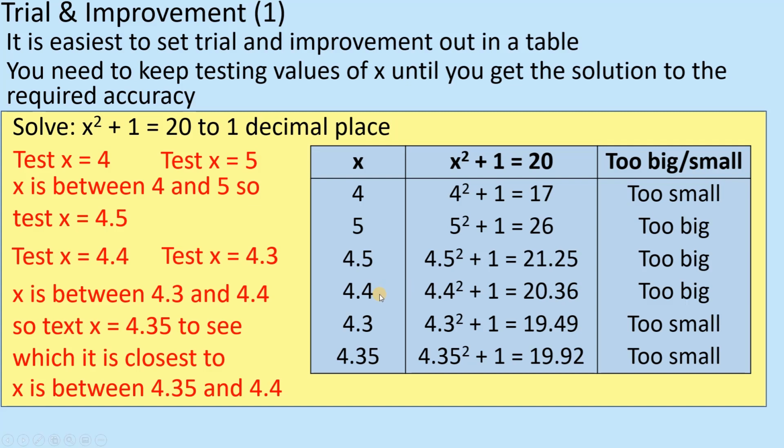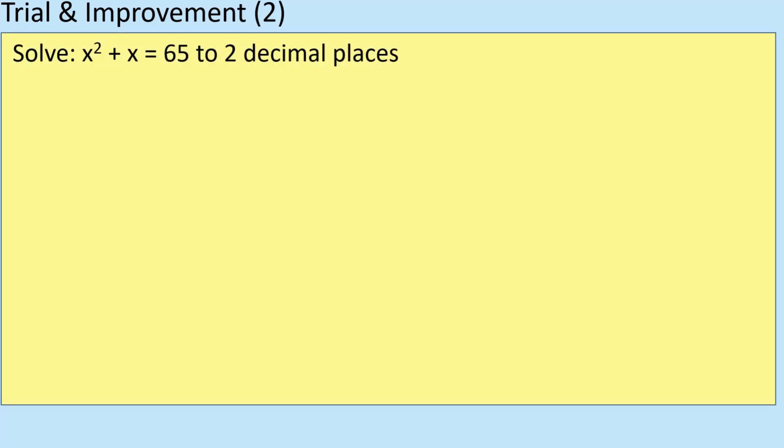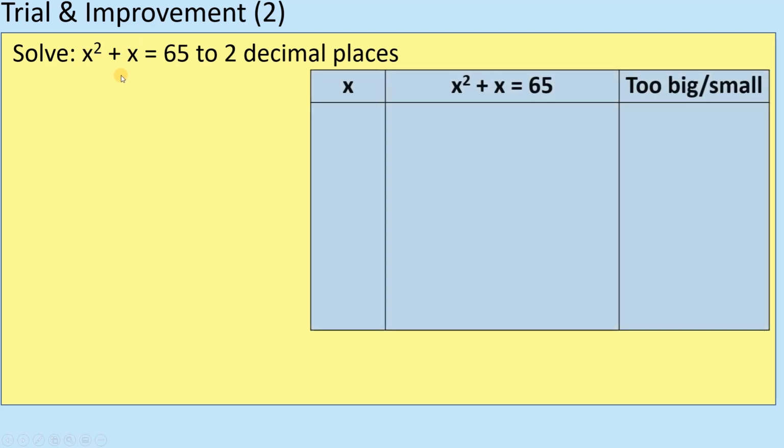All right. Let's have another look at another one relatively quickly. So to two decimal places. So same kind of process, very much. Slightly different in the fact that I've got x squared and an x. All right, so that means I'm going to have to put my number in twice wherever I put it, but I still need a table and I still need a starting point.